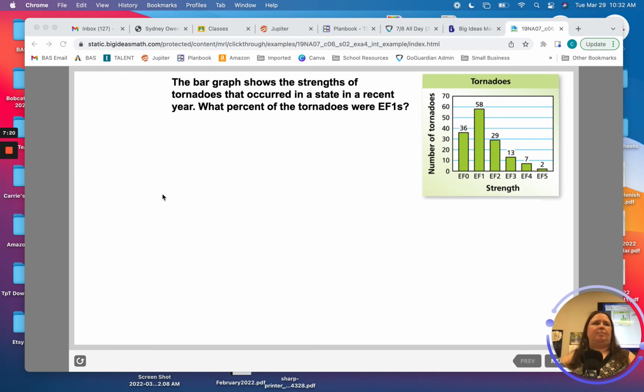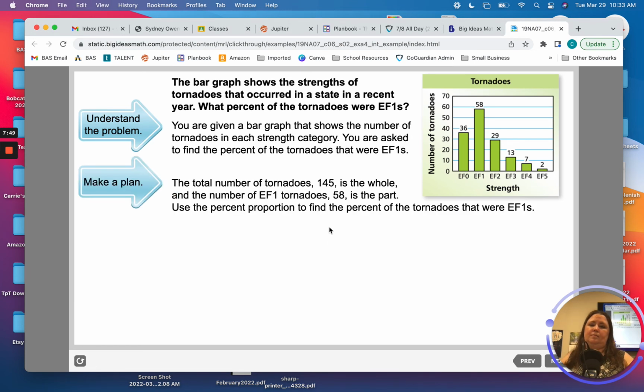This is example 4. The bar graph shows the strengths of tornadoes that occurred in a state in a recent year. What percent of the tornadoes were EF1s? EF1s are right here. How many EF1s are there? 58. So we need to find the percent. Do we know the part? Yes, 58 is the part. How many are there total? We would have to add up all of these tornadoes, which is 145.